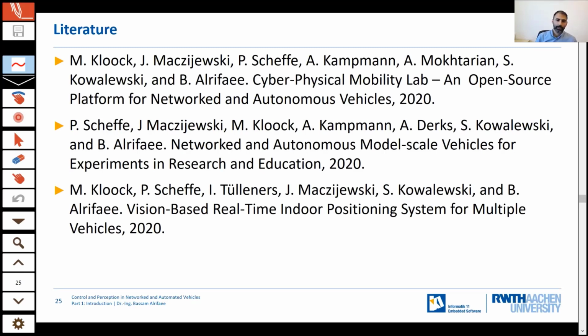from other groups and also from our group. Because the lab is our work, you see here literature from us. Here are 3 papers written by our group, and Patrick and I are authors of all 3 papers. You can look at these papers if you want to know more about the lab than we can teach in this class.